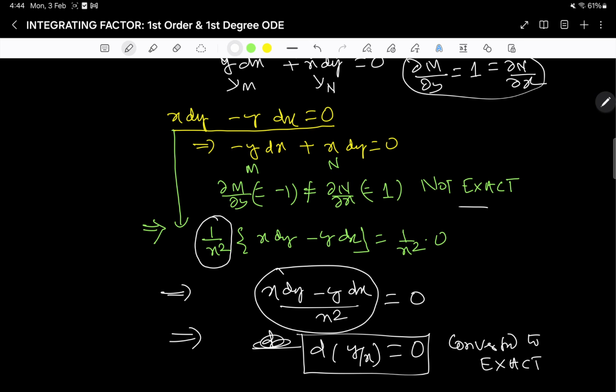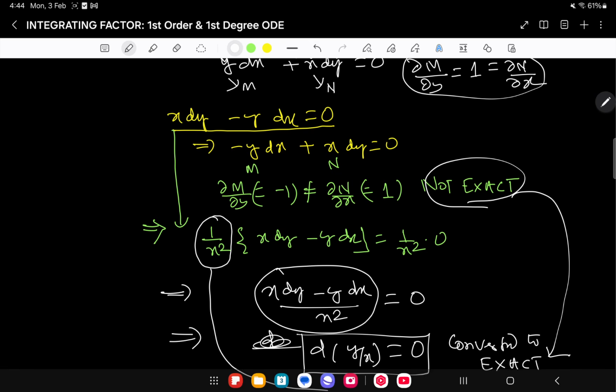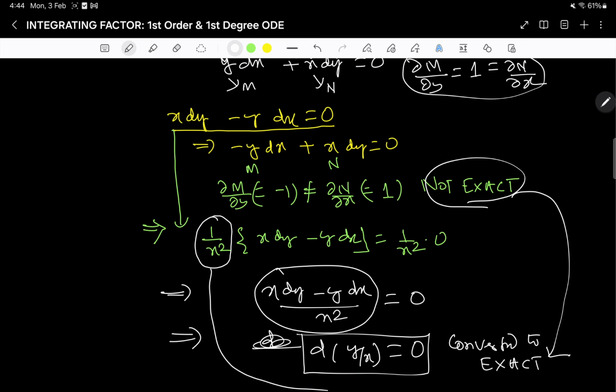This was earlier not exact, but it converted to exact. It is because of what? It is because of this factor. So this factor is my integrating factor, or in short I write IF. So the integrating factor brings the non-exact equation into exact.